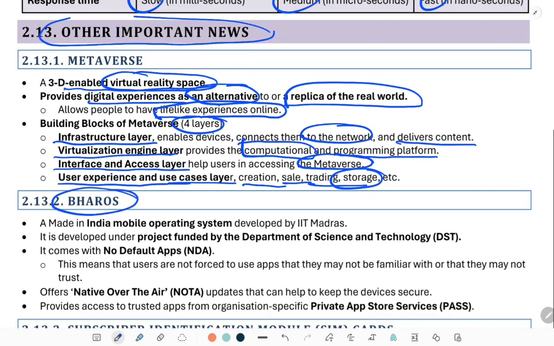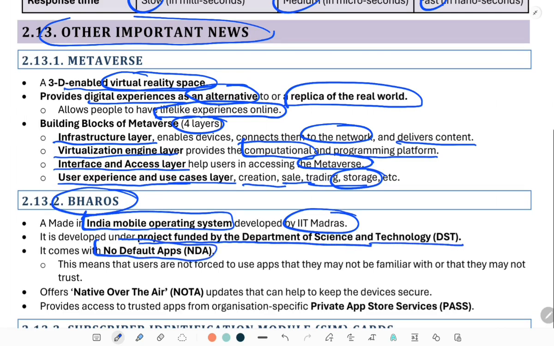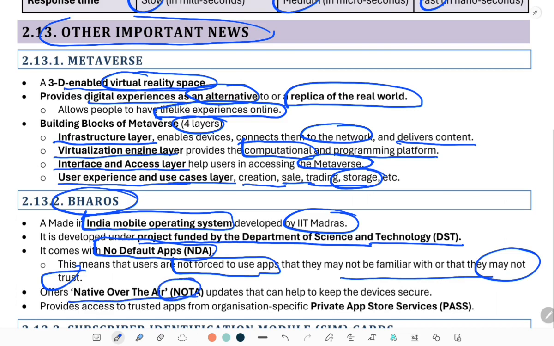Next, we'll see Bharos, a made in India mobile operating system developed by IIT Madras. It is developed under the project funded by the Department of Science and Technology. It comes with no default apps. This means that users are not forced to use apps that they may not be familiar with or that they may not trust. It offers native over the air NOTA updates that can help to keep the device secure, and it provides access to trusted apps from the organization specific private app store service, PASS.